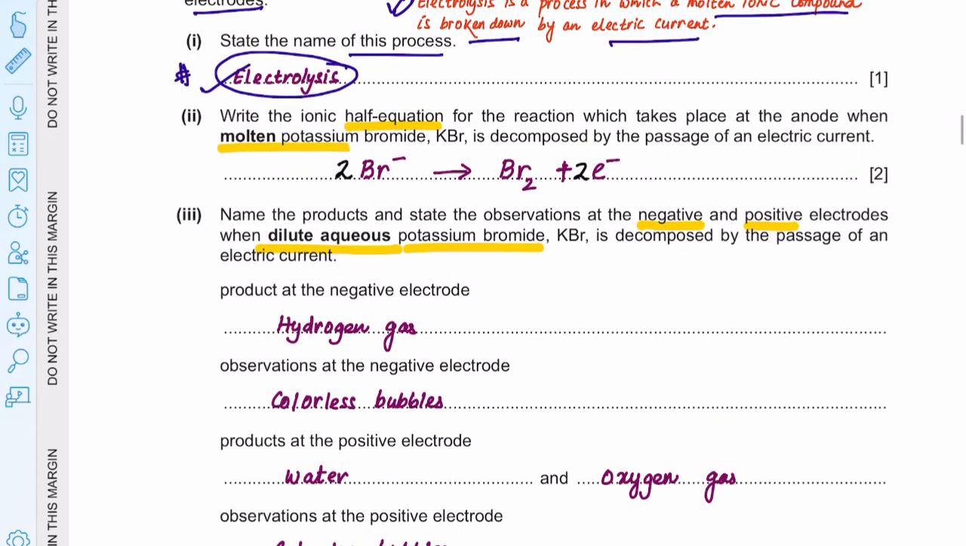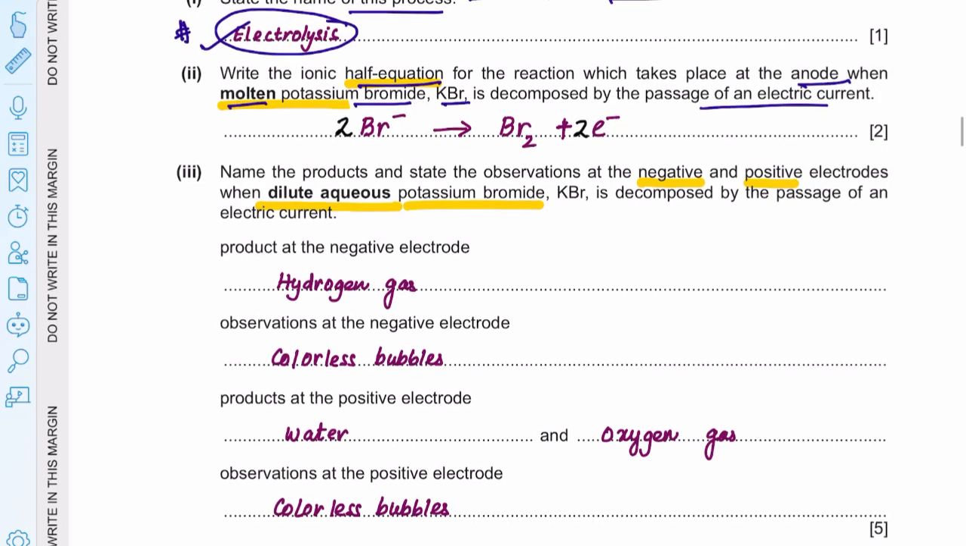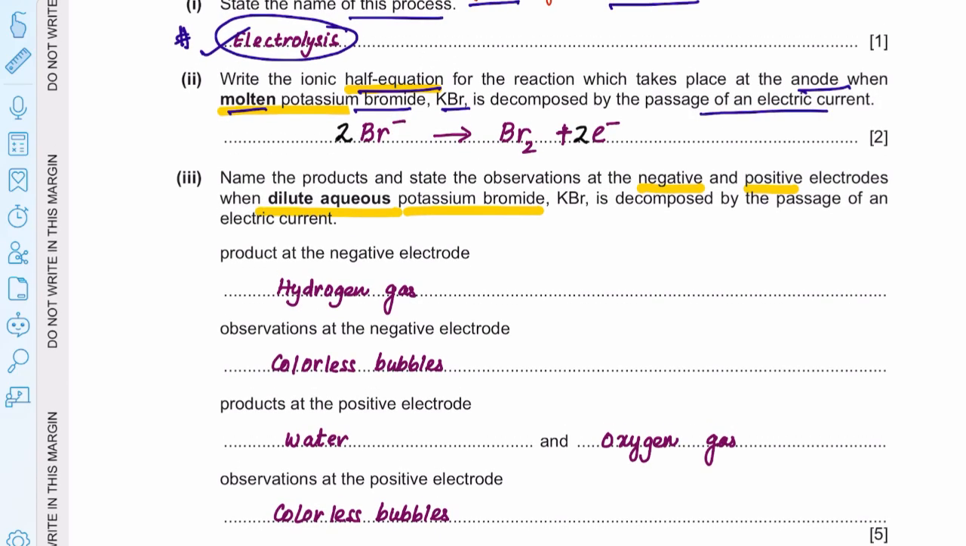Write the ionic half equation for the reaction which takes place at the anode when molten potassium bromide, KBr, is decomposed by the passage of electric current. Before going to this equation, let me explain some basic things. Listen, the ions present inside the molten potassium bromide will be K plus and Br minus. Molten means there is no water molecule present. That means H plus and OH minus will not be present.